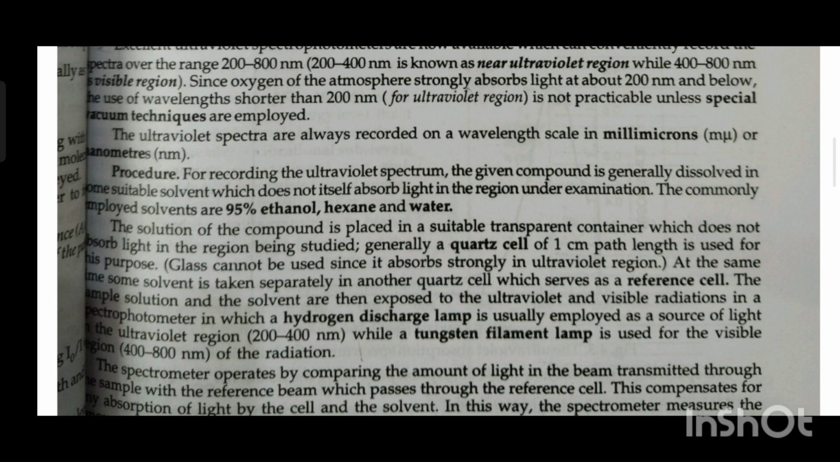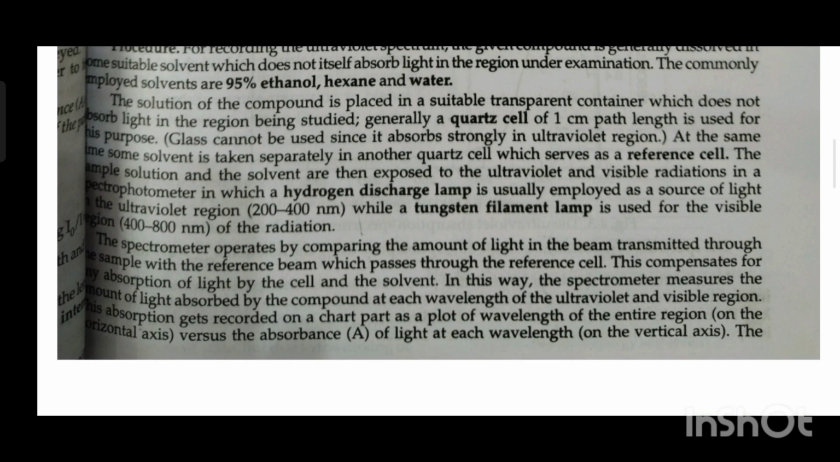At the same time, some solvent is taken separately in another quartz cell, which serves as the reference cell. The sample solution and the solvent are exposed to ultraviolet and visible radiation in a spectrophotometer, in which a hydrogen discharge lamp is usually employed as the source of light for the ultraviolet region, 200 to 400 nanometers, while a tungsten filament lamp is used for the visible region, 400 to 800 nanometers. The spectrometer operates by comparing the amount of light in the beam transmitted through the sample with the reference beam which passes through the reference cell, to compensate for the absorption of light by the cell and the solvent.